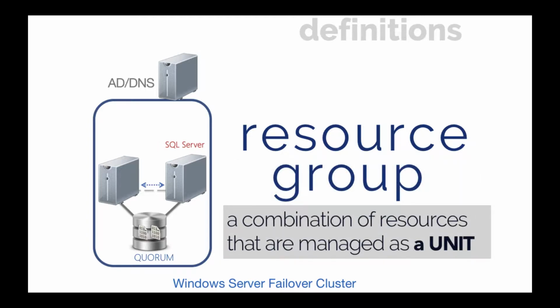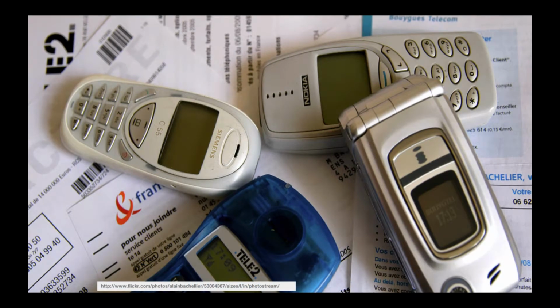Then we have the concept of a resource group. And the way I look at it is that the resource group is a combination of resources that are managed as a unit. Now, I kind of think of resource groups just like utilities and services that you have. Let's say, for instance, that you have a cell phone and you're moving to a different city or maybe a different state or maybe a different country if you want to do roaming. When you move to a different address, you need to tell the service provider that they have to change the mailing address for those bills.